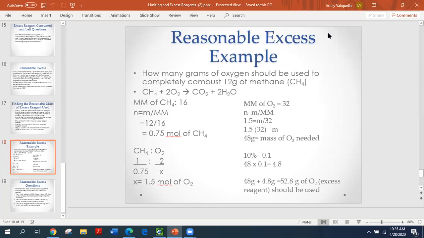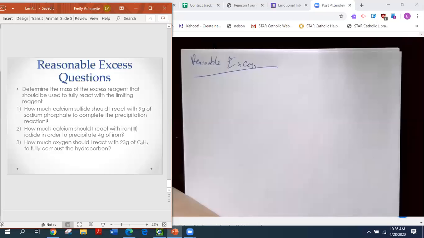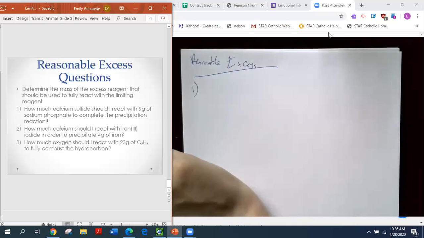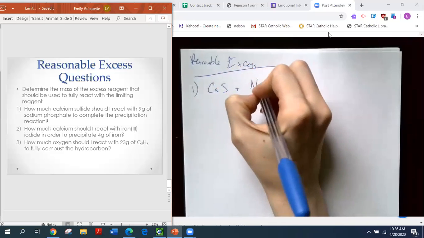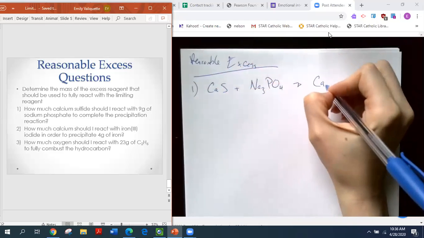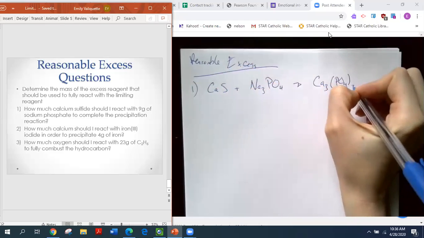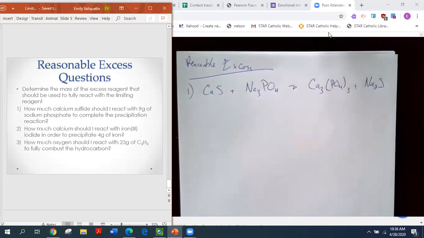So let's run through, you guys can look over this example on your own. We will do the first one here together, and then you guys can try the other two on your own. Okay, so for the reasonable excess, we are reacting calcium sulfide with sodium phosphate. So that would be a double displacement reaction. That would look like that.